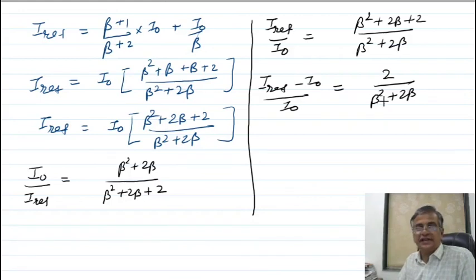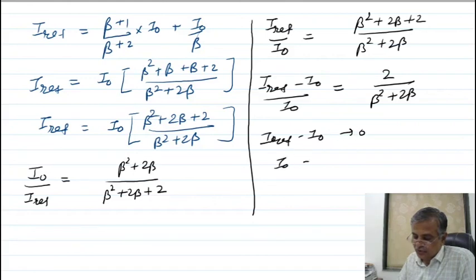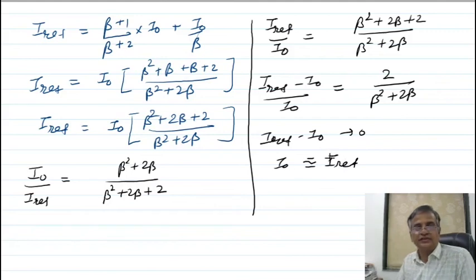So this equation says that this is very, very small, tends to 0. This discussion shows that this tends to 0. So I can write I reference minus I0 tends to 0. So I can say I0 is nearly equal to I reference. That is what we said in the beginning.